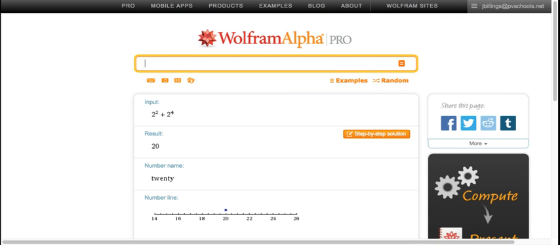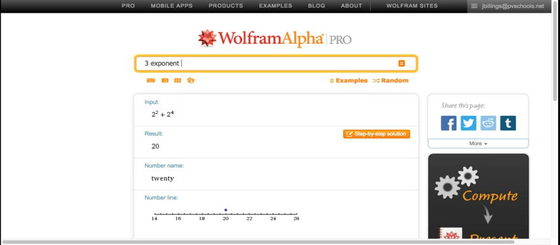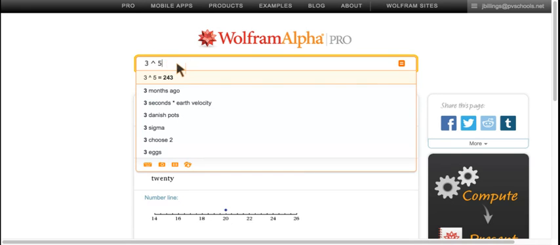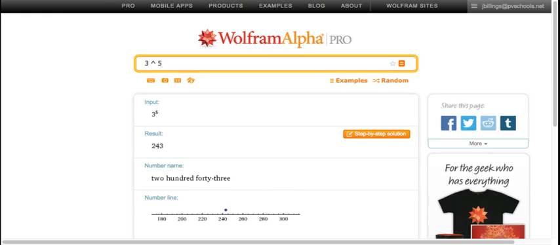As you progress in arithmetic and start getting into the beginning phases of algebra, you'll sometimes run into this term called exponents. 3 exponent 5 is the same thing as saying 3 raised to the 5th power. It's the same thing as saying this little up arrow, 3 raised to the 5th power. And Wolfram Alpha can compute that for you.